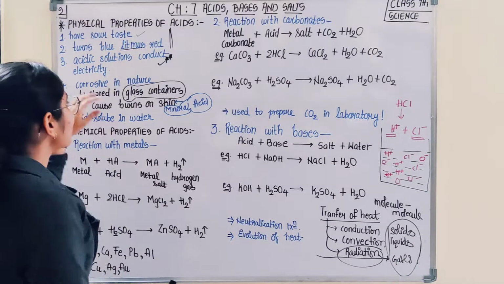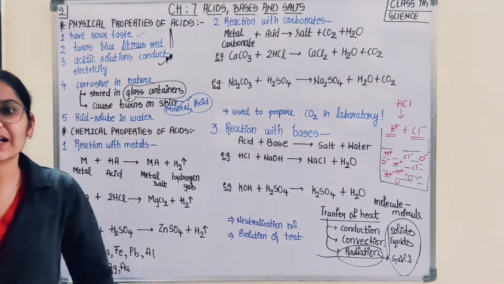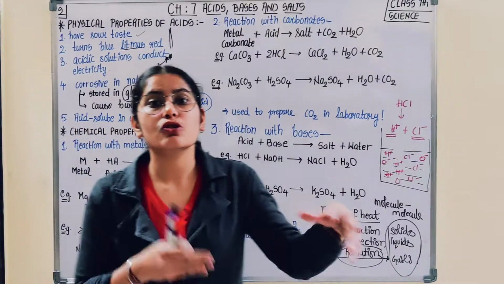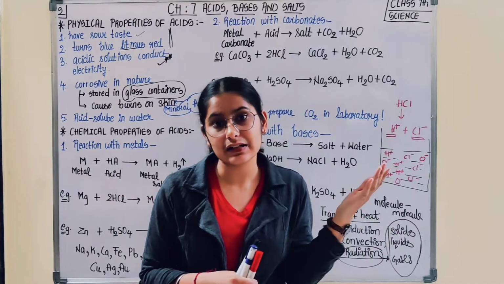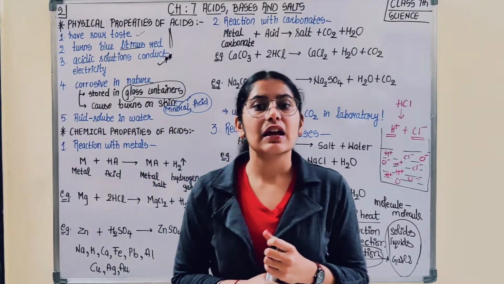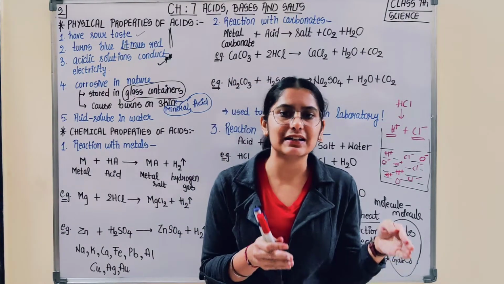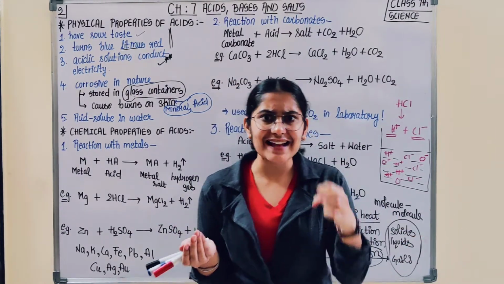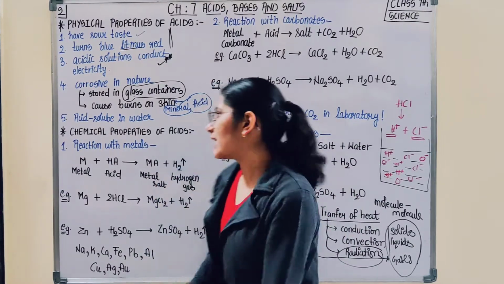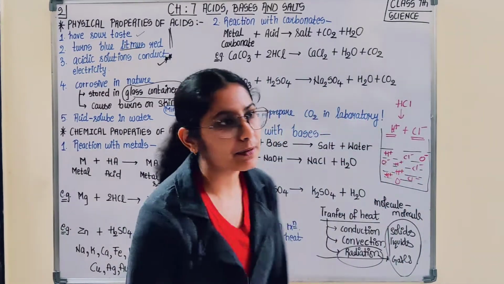But there are some star questions asked here, like in which containers acids are stored. If I store them in metal containers, what would happen, or why should we not store acids in metal containers? The reason I have already discussed: since acids are corrosive, they also corrode metals. So if we store acids in metal containers, the acid would react with the metal and form something, and we would be studying that in the chemical properties of acids. Let us start the chemical properties of acids one by one.